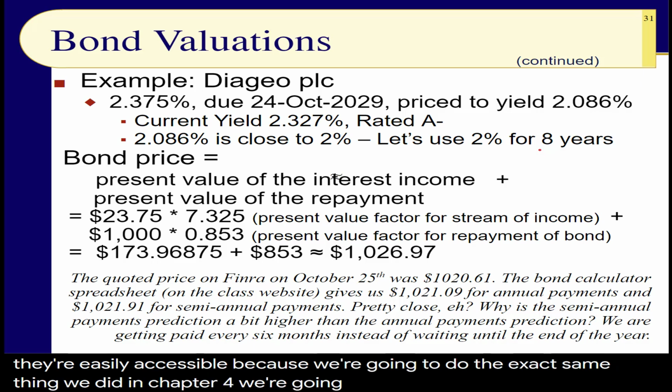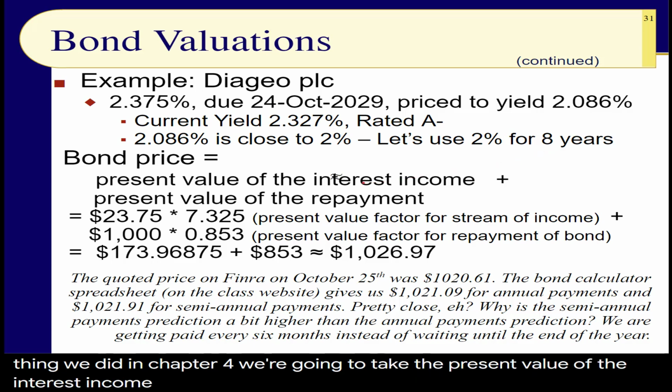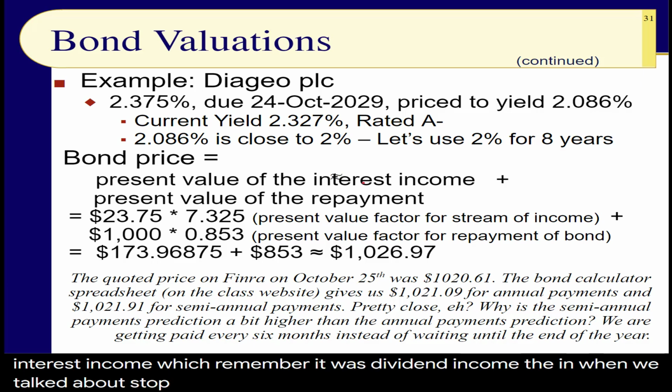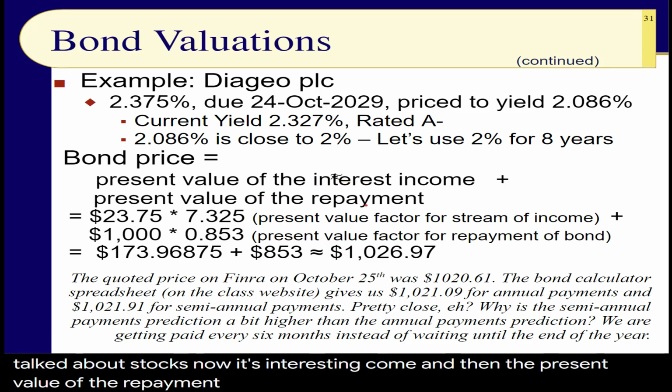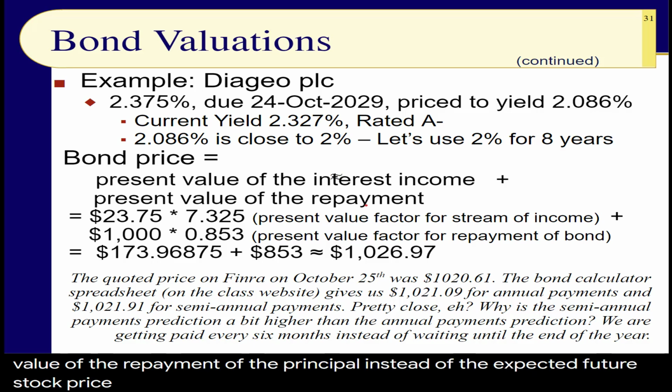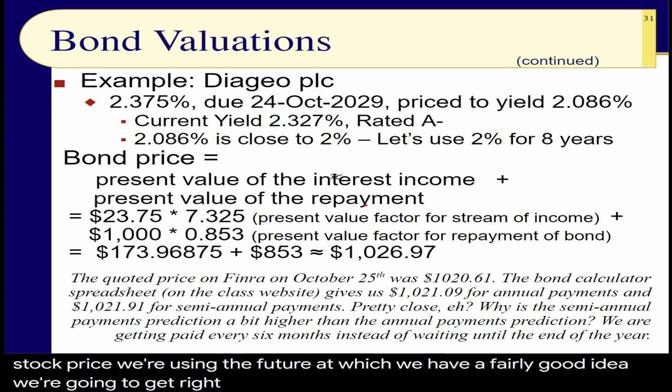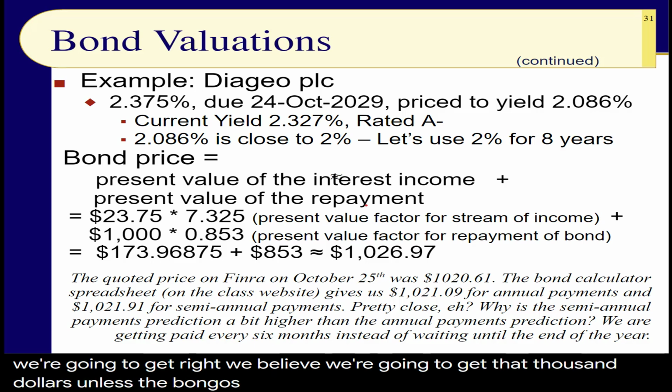We're going to take the present value of the interest income, which, remember, it was dividend income when we talked about stocks. Now it's interest income. And then the present value of the repayment of the principal. Instead of the expected future stock price, we're using the future repayment, which we have a fairly good idea we're going to get. Right? We believe we're going to get that $1,000 unless the bond goes into default.